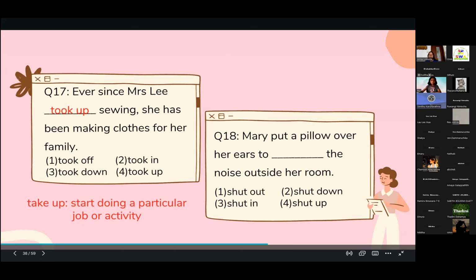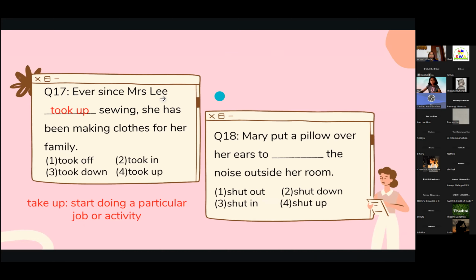She started doing sewing. So for example, in your daily life, if you start to take up new hobbies, let's say you want to start trying to learn how to sing, or you want to start learning how to play a sport or an instrument, then you can say, oh, I'm taking up singing class or something like that.